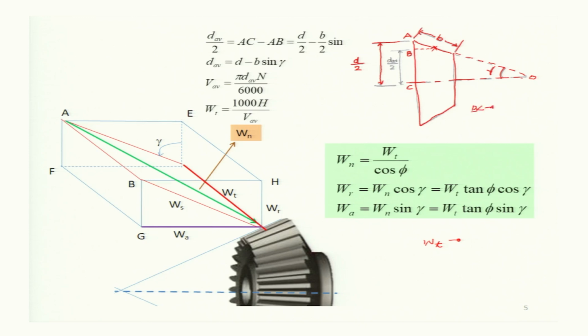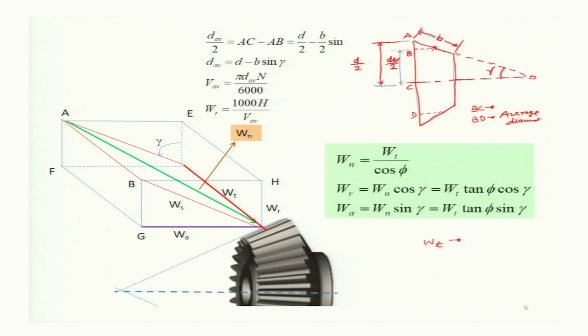BC is the average radius, or if we see on this side also, then BD will be the average diameter, and BC is the half of the average diameter, that is called D average divided by 2. So, D average divided by 2 is given by AC minus AB.